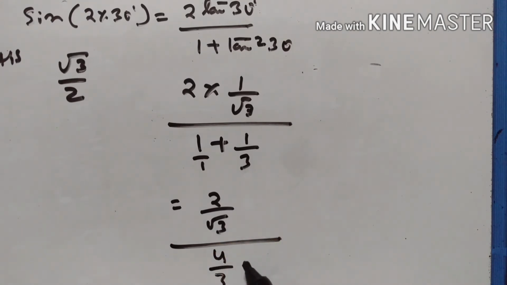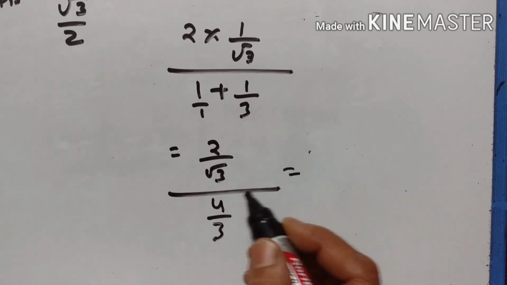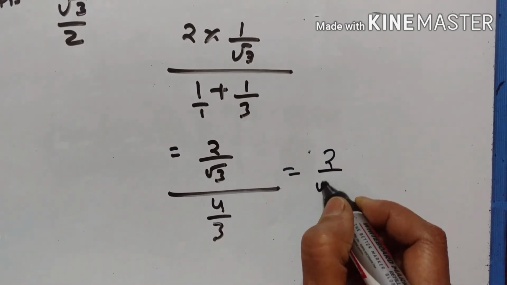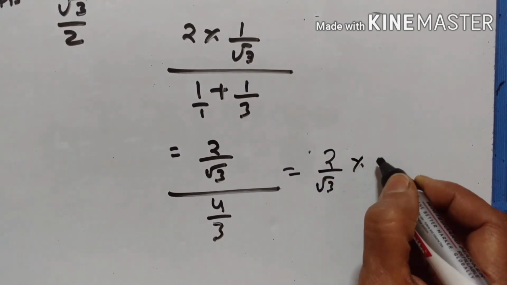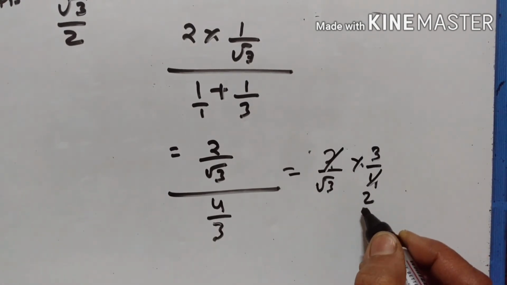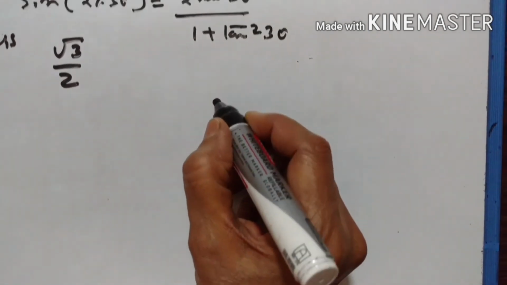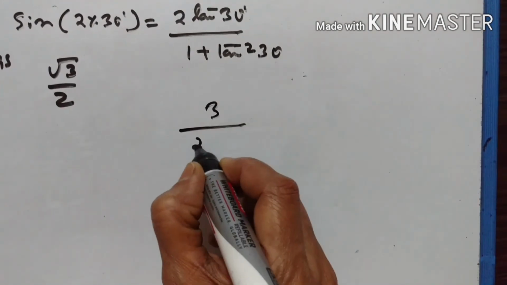2 upon square root of 3 multiplied by 3 upon 4. 2 ones are 2, 2 twos are 4. So 3 upon 2 square root of 3.